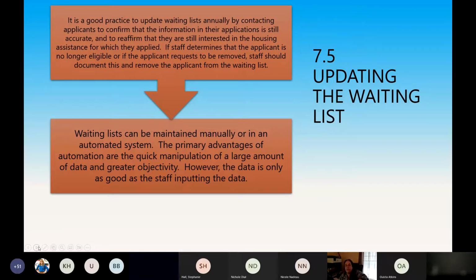Be careful with that. Okay, like I said, nobody should just be arbitrarily removing somebody. We would ask them, could you please put that in writing that you would like to be removed from the list? If they don't have an ability to do that, you make sure that your staff document that they called at this date and asked to be removed. And then you have the staff member sign and date it and put it in that file, okay? Waiting lists can be maintained manually or in an automated system. Primary advantages of automation: quick manipulation of the large amount of data, greater objectivity. However, the data is only as good as the staff that's inputting it.